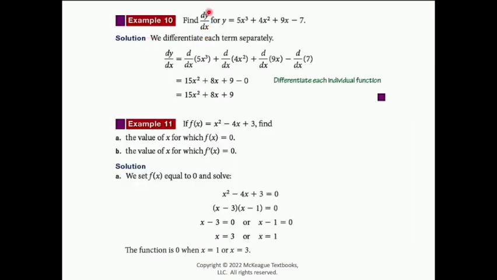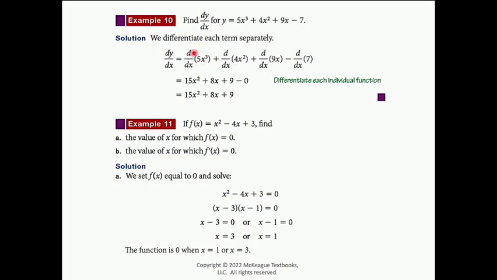In example 10, we're going to find the derivative of y with respect to x. And remember, this is that Leibniz notation, so this is pronounced dy dx. So if I have 5x to the third plus 4x squared plus 9x minus 7, think of each of these terms as a separate function. So think of this as a separate function, this as a separate function, the 9x and the minus 7 as separate functions. And we're just adding and subtracting them together. So when I take the derivative of this, I'm going to take the derivative of each term separately, and that will give me the derivative as a whole.